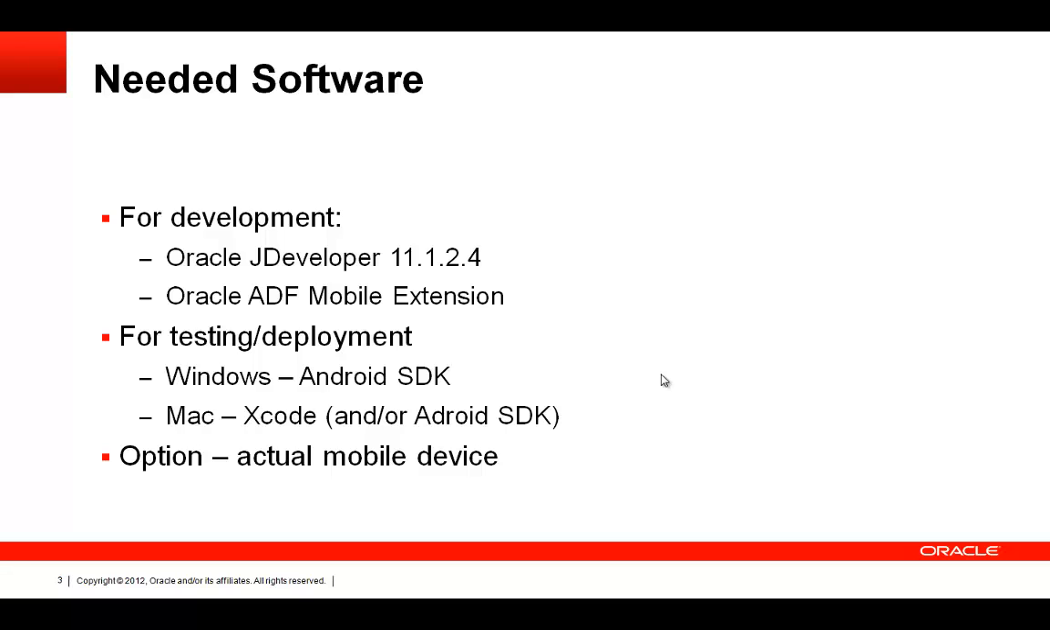One option is that you can have an actual mobile device. If you're doing Android development, we highly recommend using the actual mobile Android device. It's much faster than the Android emulator that is being used. So you can actually build your application with JDeveloper and deploy directly to a mobile device.